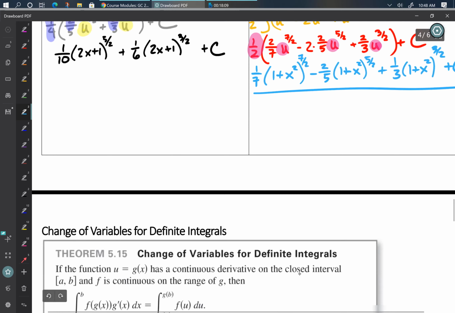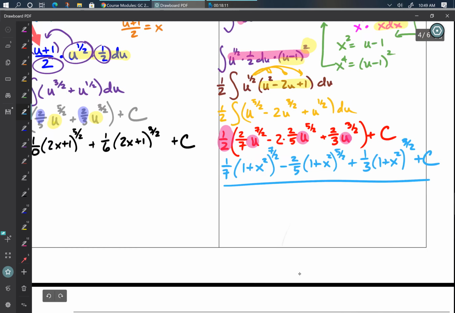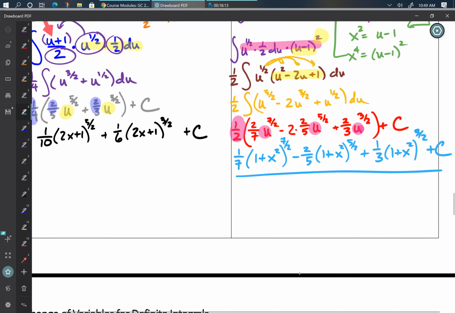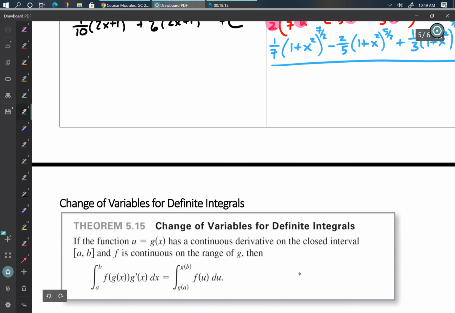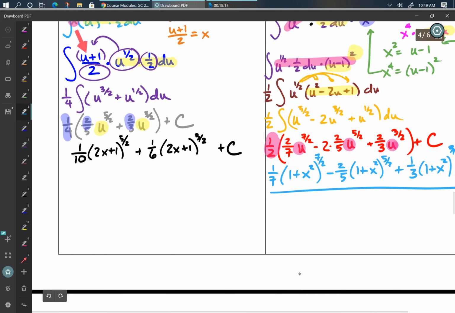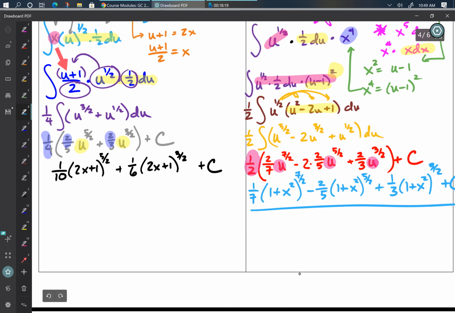All right. This brings us to the end of the indefinite integration part for substitution. The next video will pick up here with definite integrals. So I'll see you all back here for part, what is that, like 4 of this, for definite integrals.